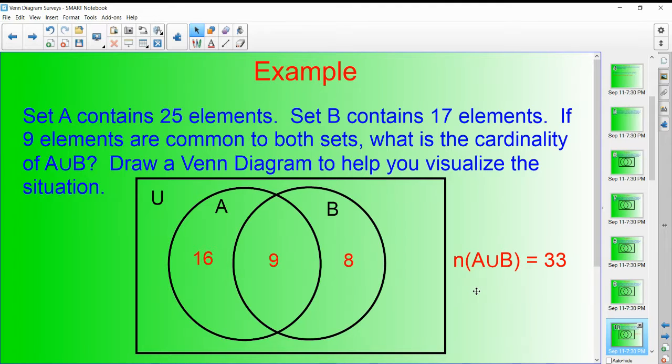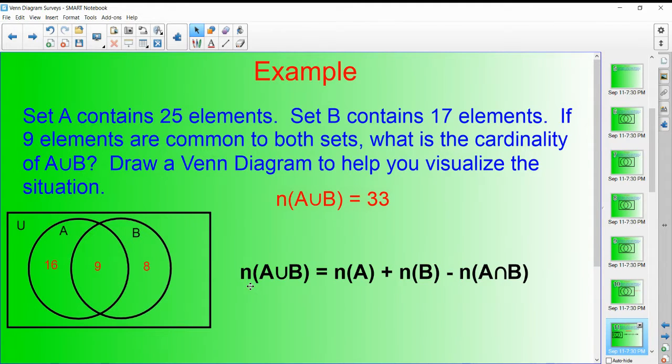Now, some people like creating fancy formulas, so let's look at how this formula acts. So to find the number of elements in the union, we could take the number of elements in A, add the number of elements in B, and subtract the intersection, because this 9 is counted twice. The 9 elements that are in A also are shared in B. So we could do 25 plus 17 minus 9 is 33. But I strongly recommend set up the Venn diagram, organize our numbers, and take it one step at a time.